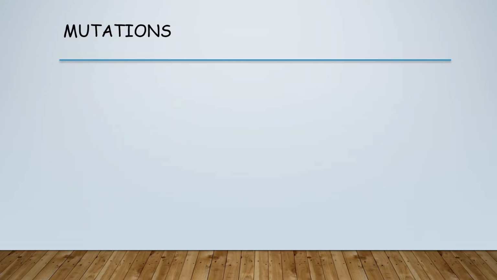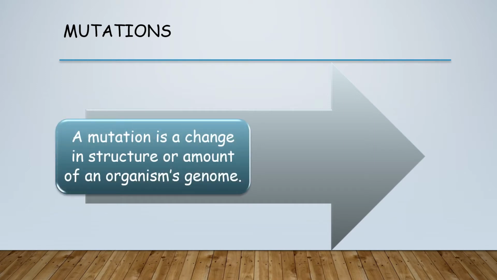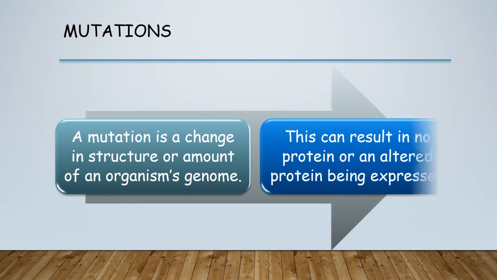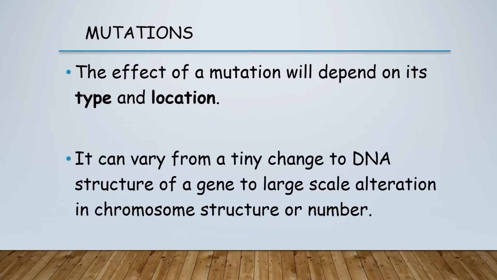So to give you a definition of mutation at higher level, a mutation is a change in the structure or amount of an organism's genome, and that can result in no protein or an altered protein being expressed. The effect of that mutation will depend on its type and its location. It can vary from a tiny change to the structure of the DNA to a large-scale alteration in the complete chromosome or the numbers of chromosomes. That's why we can have a wide-ranging impact of these genetic diseases.